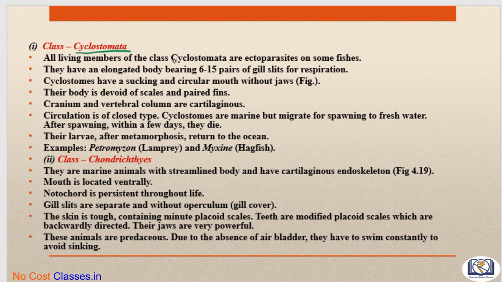Cyclostomata. All the members, they are ectoparasites on some fishes. They have an elongated body bearing 6 to 15 pairs of gill slits for respiration. They have a sucking and circular mouth without jaws. Very important. Learn it. The body is devoid of scales and paired fins. Now, cranium and the vertebral column are cartilaginous. Right? Important, cartilaginous.